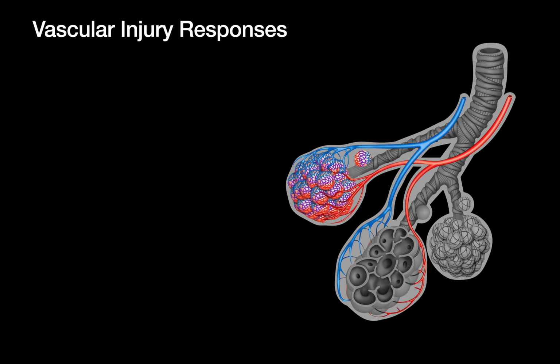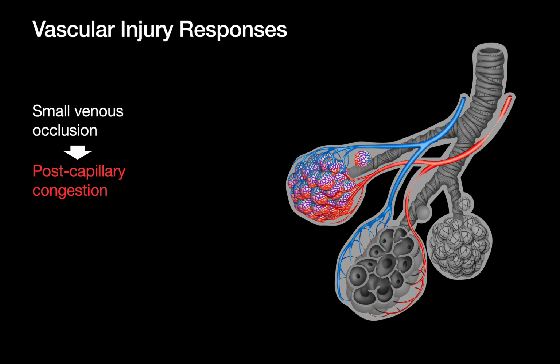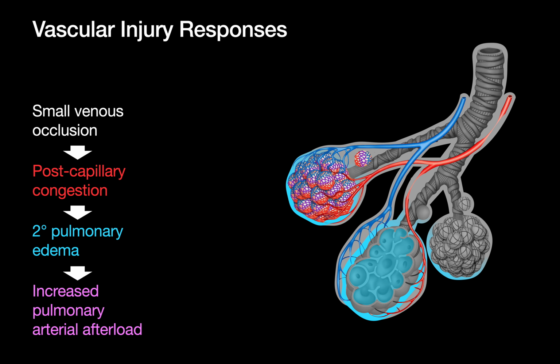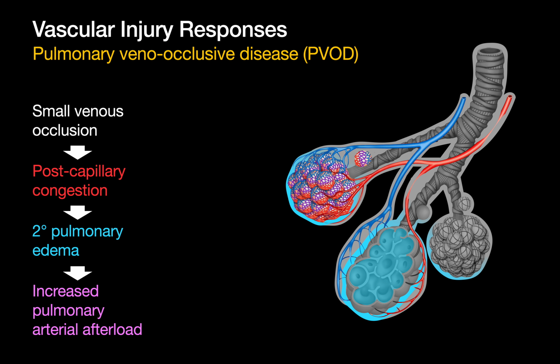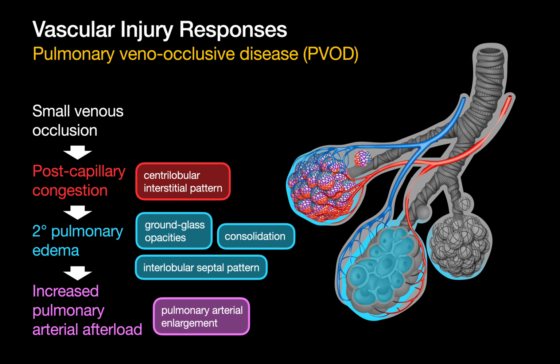In an even smaller number of patients, an insult may lead to obstruction of small pulmonary veins, which results in post-capillary pulmonary hypertension and pulmonary edema when engorged alveolar capillaries begin to leak fluid into the alveolar spaces. If allowed to continue, pulmonary arterial afterload also increases in a disorder we label pulmonary veno-occlusive disease, or PVOD. In PVOD, the post-capillary congestion contributes to the appearance of a centrilobular interstitial pattern on CT, while the secondary pulmonary edema may appear as ground glass opacities, consolidation, and interlobular septal thickening. In patients with chronic increased pulmonary arterial afterload, the pulmonary artery will also appear enlarged.